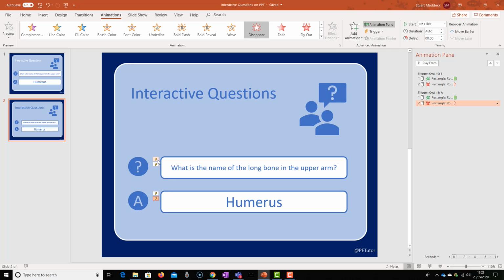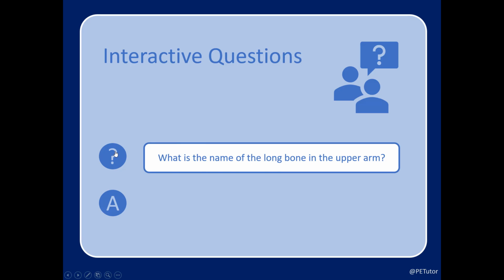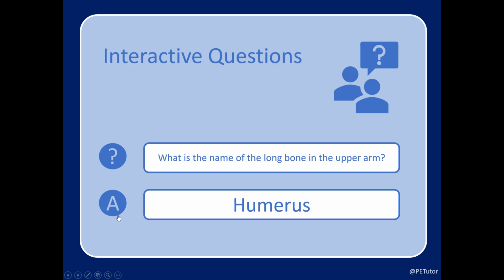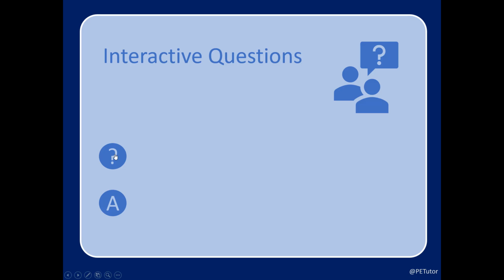Okay, so we've got our triggers. Our triggers are signaled to us by these lightning bolts here. They tell us they're the triggers. We've got the order right with appear and disappear. So let's just have a look. Question, appears, answer, appears. Click again on answer, disappears. Click again on question, disappears. And that's how we create interactive questions using PowerPoint.